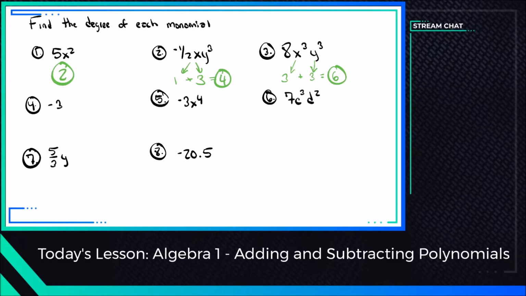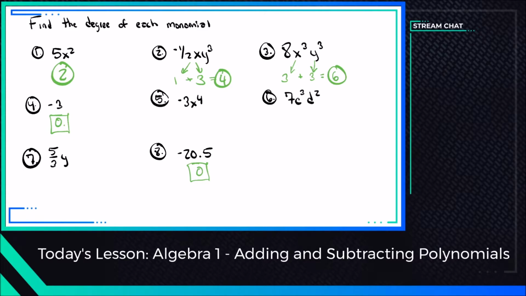-3, simple enough, that's just going to be a degree of 0. Every constant has a degree of 0. Number 8 also is just a number, it's not a whole number, it's a -20.5, but that's also going to have a degree of 0. The rest of these all have variables though.